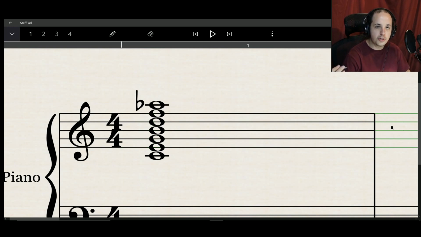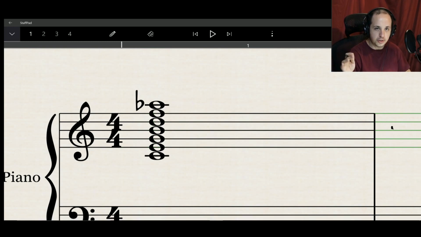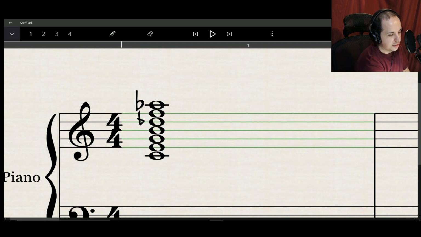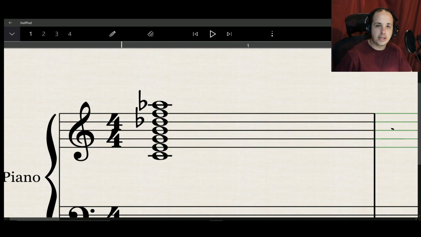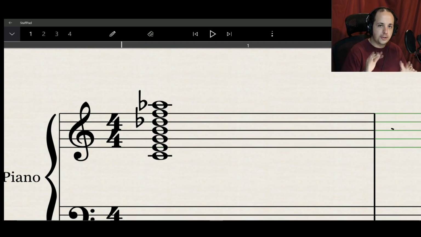How about that? You can also have different combinations of these extensions, by the way. So you could have something like a flat 9, flat 13, or something like that. In another lesson, I'm going to show you exactly the notation on what it would look like, with the letter and the numbers and how they would look like that.